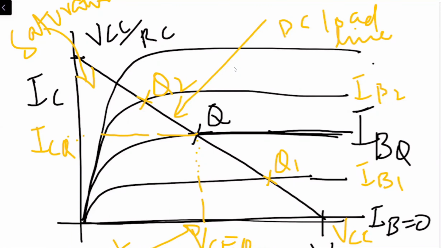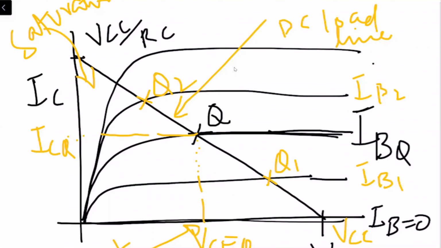So as you can see, I have mentioned three Q points: Q, Q1, and Q2. Either it can go above Q2 or it can go beyond Q1. If it goes beyond Q1, this means towards the downside, it will go into the cutoff region, and if it goes above Q2, it will go into the saturation region.